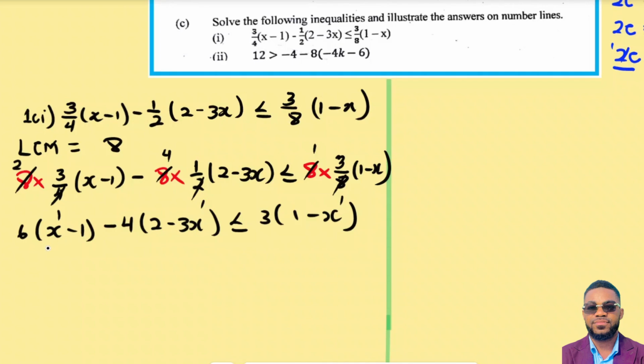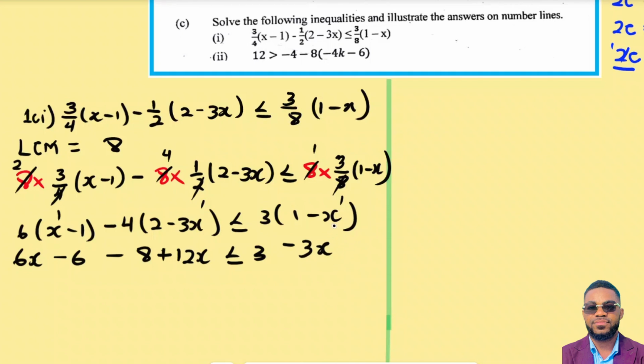Now let's remove the brackets. And how do we do that? By multiplying these numbers, which we call the coefficients, by the terms in the bracket. So now we have 6 multiplying x, which is 6x, and 6 multiplying negative 1, we have negative 6, minus 4 multiplying 2 is going to be 8, and negative 4 multiplying negative 3x is going to be positive 12x. Now less than or equal to 3 times 1 is going to be 3, and 3 times negative x is going to be negative 3x.